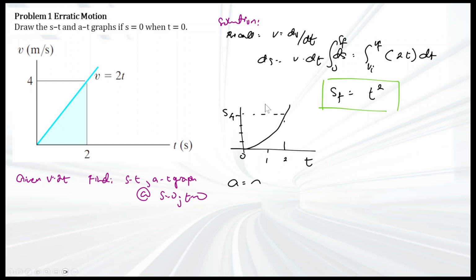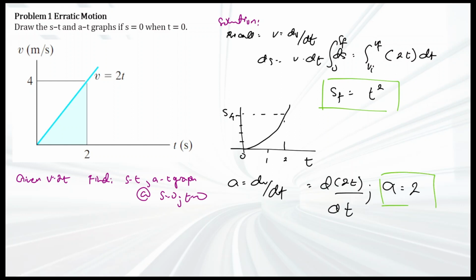So there we go. Now for accelerations, we have dv over dt. So all we have to do is just substitute dv, so we get the derivative of this. So we will get 2. So it's going to be a constant acceleration of 2 meters per second squared. There we go.